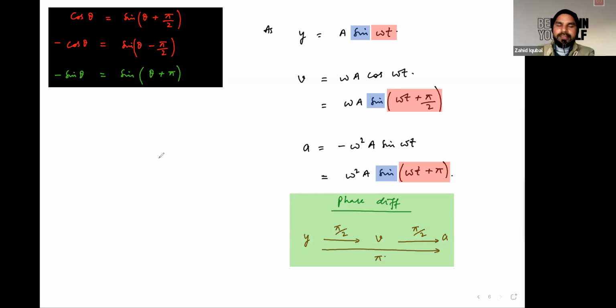The next thing we can define from this part is the graph related to these three different terms, that is displacement, velocity, and acceleration.